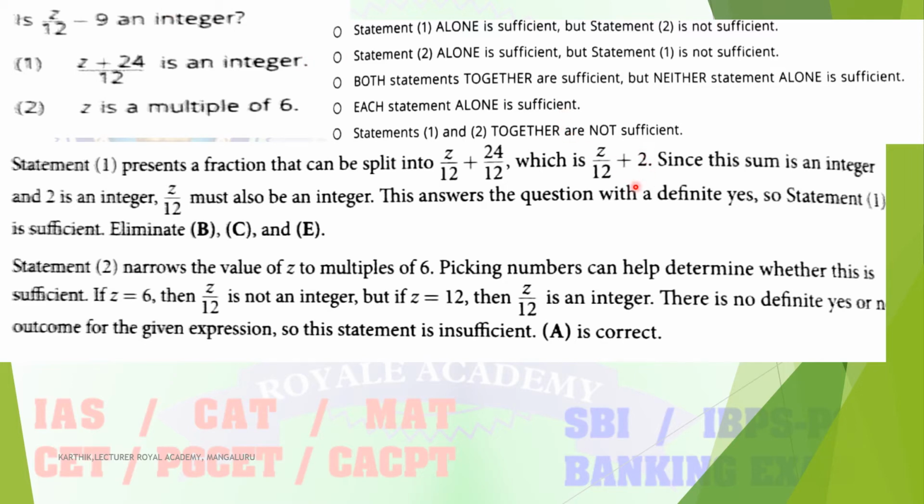So if it is an integer, then only you can go for the question. So z by 12 plus 2, since the sum is an integer, and 2 is an integer. Consider z as 12. So what happens? 12 divided by 12, how much? 1. Plus 2 is nothing but 3. 3 is an integer, correct?